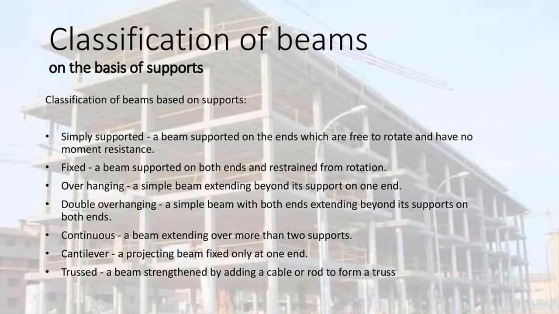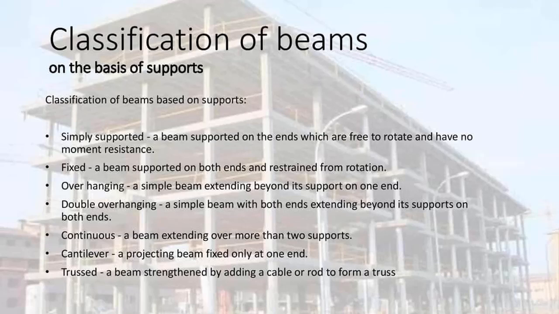The beams are classified on the basis of their supports. The classification of beams based on their supports is as below. Simply supported beam, a beam supported on the ends which are free to rotate and have no moment resistance. Second, fixed beam, a beam supported on both ends and restrained from rotation. Overhanging beam, a simple beam extending beyond its support on one end. Double overhanging beam, a simple beam with both ends extending beyond its supports.